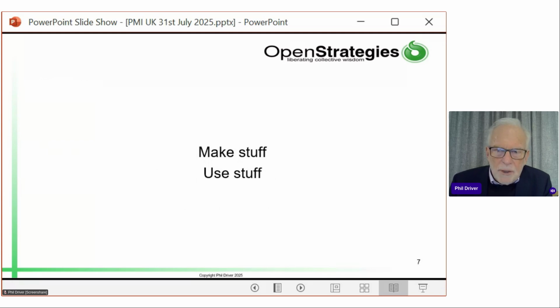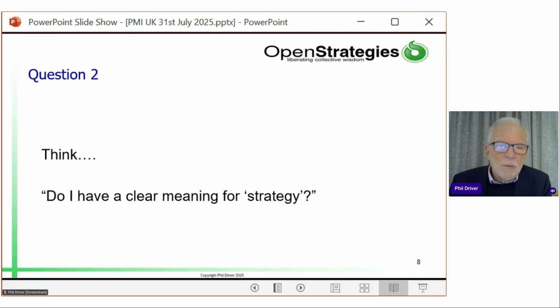Now, I'm being deliberately simple or even simplistic in making that statement, because if I'm dealing with hundreds or thousands of stakeholders, I cannot use the sort of language that is typically used by strategists and project managers. I have to use really, really straightforward language. So just dwell on that concept of make stuff and use stuff. Next time you have a cup of coffee with some colleagues, debate it and challenge it and see whether you think that really does represent how the world works. And here's another question just to think about. Do you actually have a clear meaning for the word strategy? Can you describe strategy in 6 words, 8 words?